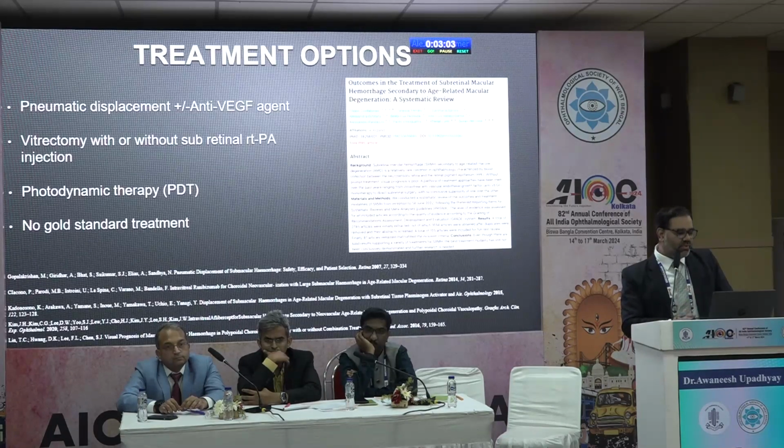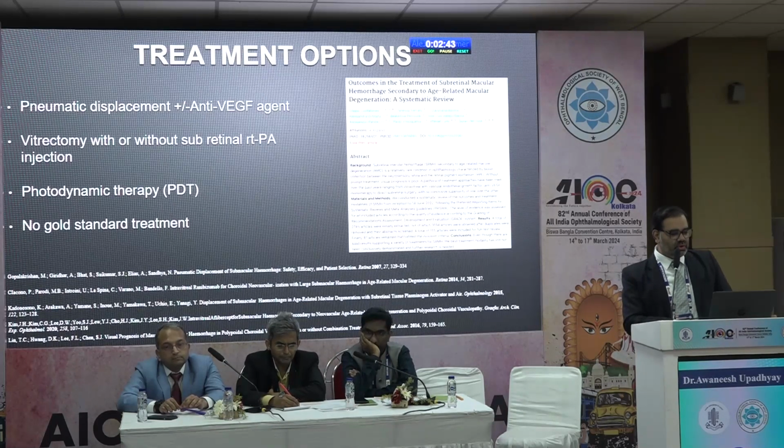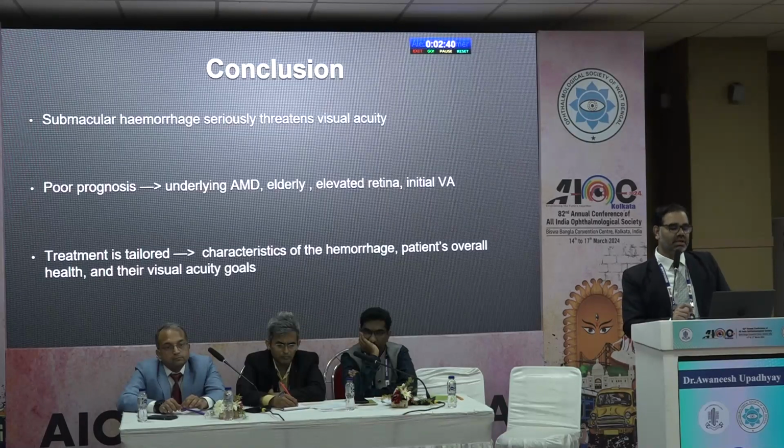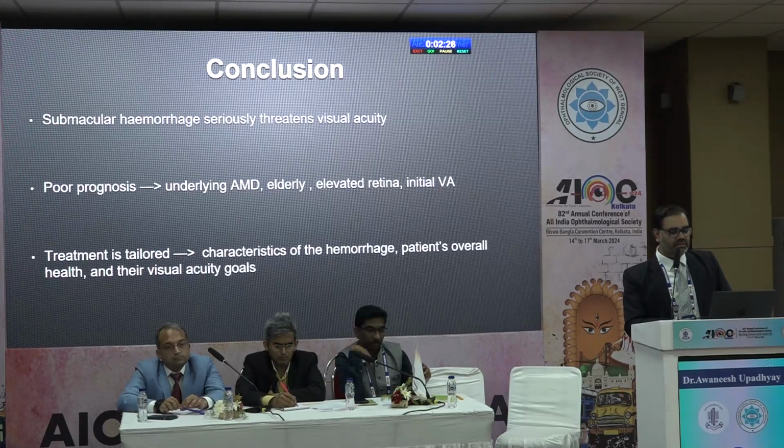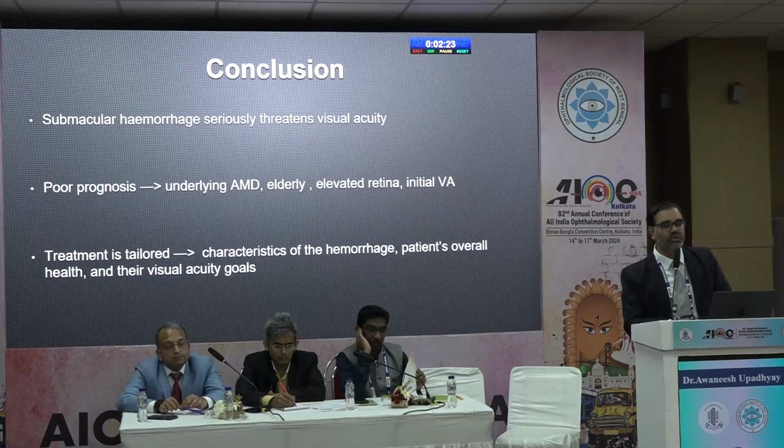To conclude, the treatment options we have are pneumatic displacement with or without anti-VEGFs. The other option is vitrectomy with or without subretinal TPA, and some have even tried photodynamic therapy. An article recently published in 2024 said there is no gold standard treatment. So to conclude, submacular hemorrhage is a serious threat to visual acuity. We should know which patients have a poor prognosis, and for each patient the treatment is tailored, depending on the characteristics of the hemorrhage, the patient's overall health, and the visual acuity goals. Thank you.